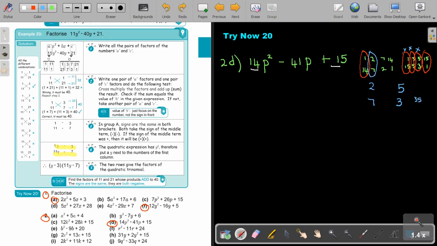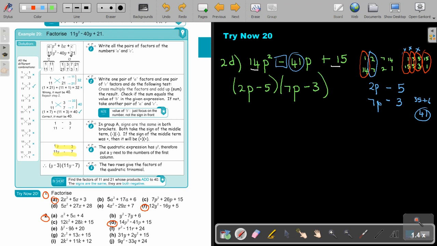because this is going to be 35 plus 6. 35 plus 6 is going to be 41. There, 41. So the signs, again, it's group A. They are going to be the same. So it's going to be always the middle sign, which is negative, negative. And then it's p squared, p. So this is going to be p. And then I'm just going to write down the brackets. And it's going to be 2p minus 5 and 7p minus 3. And that's going to be your final answer.